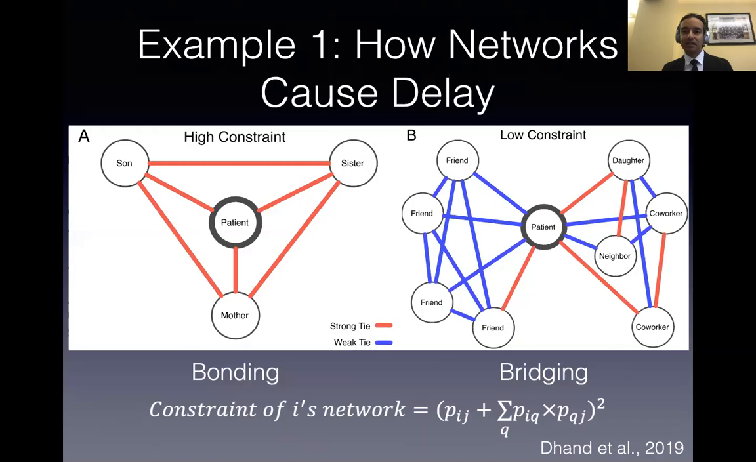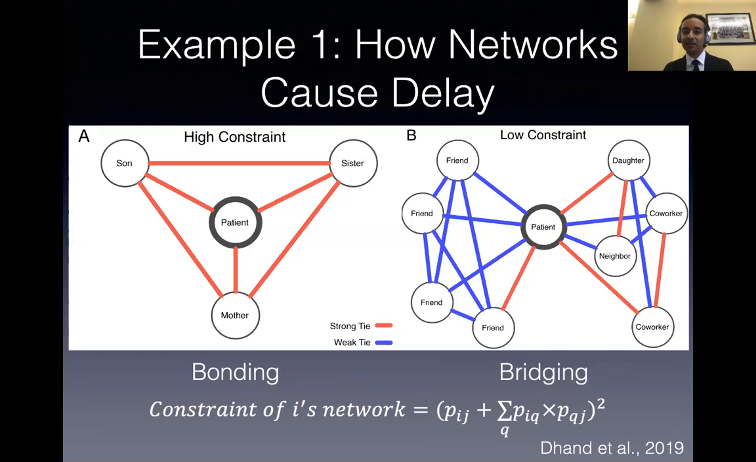And we found two major patterns of social network construction that are mathematically described by graphs such as these. There's a bonding network on the left in which the patient is in a close-knit network with a high constraint. And there's a bridging network on the right in which the patient is embedded in a loosely affiliated network in which there are multiple groupings.